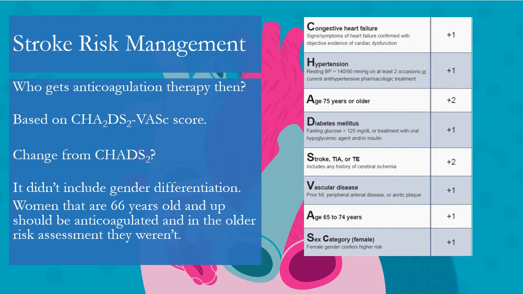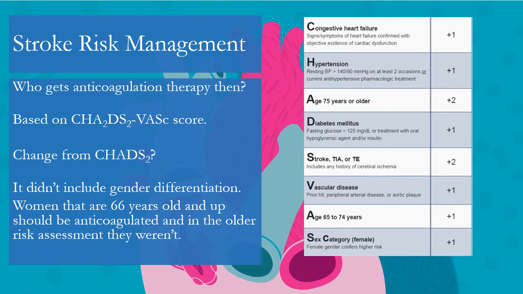So if patients have congestive heart failure, hypertension, that's 1 point each. If they're 75 years and older, that's 2 points. 1 point for diabetes, 2 points if they've had a previous stroke. That makes sense, right? If you've had a history of the thing you're trying to avoid, that's not a good thing. And then 1 point each for vascular disease, age 65 to 74, and being female actually confers risk too, 1 point right there. And that's the difference from the CHADS2, where it really didn't take into account that women tended to have a higher risk anyways.